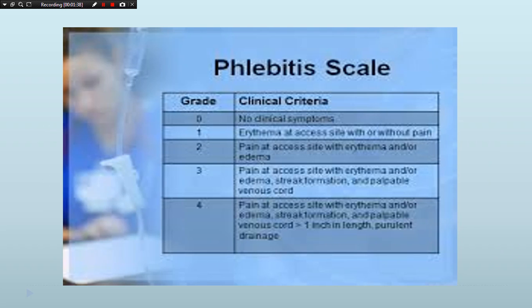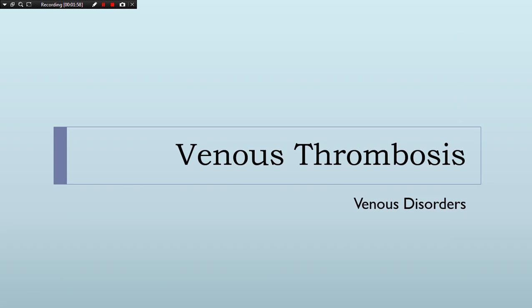These are just some pictures that show the clinical findings of somebody with phlebitis. This is a tool that nurses can use to guide their practice in the event that somebody has been diagnosed with phlebitis. It's a grading scale from 0 to 4, and it's based on severity of symptoms. And this is not something you need to know for the exam. I just want you to know it's out there for practice.